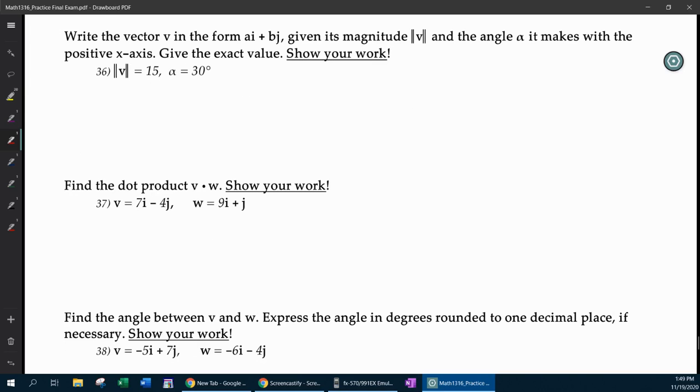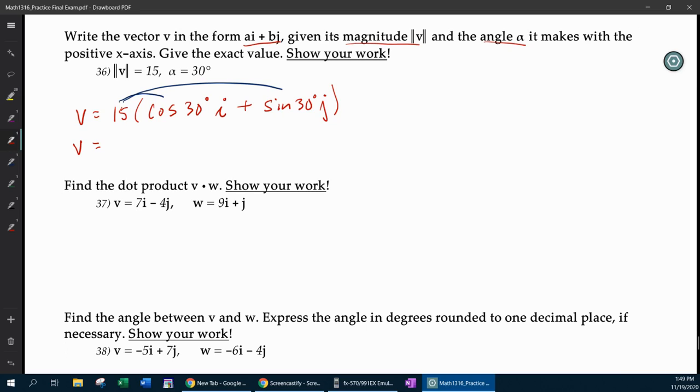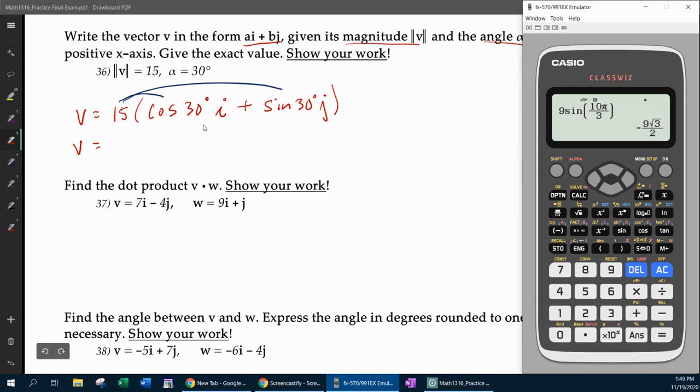Next problem. Write the vector in the form of ai plus bj. Again, that is standard form. And this is going to be using the M and D formula, the magnitude and direction formula. So this vector is going to be the magnitude times cosine of theta i plus sine of theta j. That is the magnitude and direction formula. And then we will need to take the 15 and distribute and calculate the i and j components. And again, these are degrees, so we're going to need to switch to degree mode.